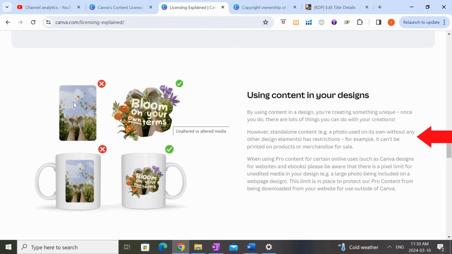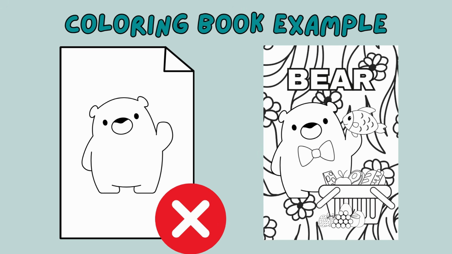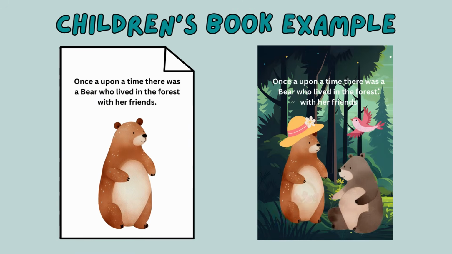In order to use Canva elements in accordance with their licensing agreement, you must add your own creativity and layer multiple different elements, text, or font, or backgrounds to create a truly unique design of yours. And once you do that, you are allowed to use it for commercial purposes, and you can put it on your book cover, you can put it in your books, or you can even put it on a mug and sell that.